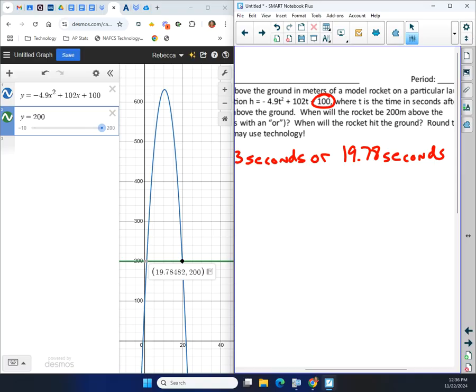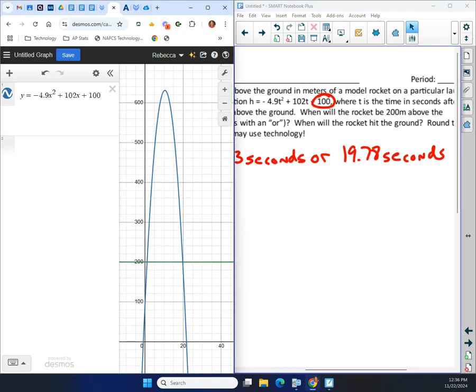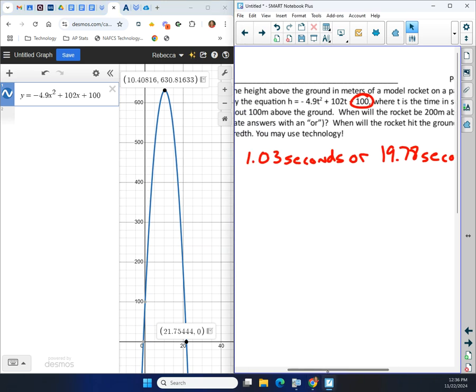The second part of my question asks, when will the rocket hit the ground? Let's get rid of that y equals 200. So again, here's my rocket going up, up, up in the air. There's the highest point. So it reaches almost 631 meters, not feet, sorry, meters, after about 10.4 seconds. Well, here it is going down, and when it gets to a height of 0, that's when it hits the ground. So the second part of this question is it hits the ground after 21.75 seconds.